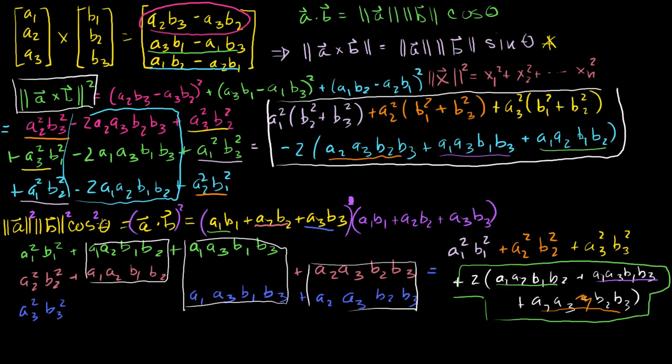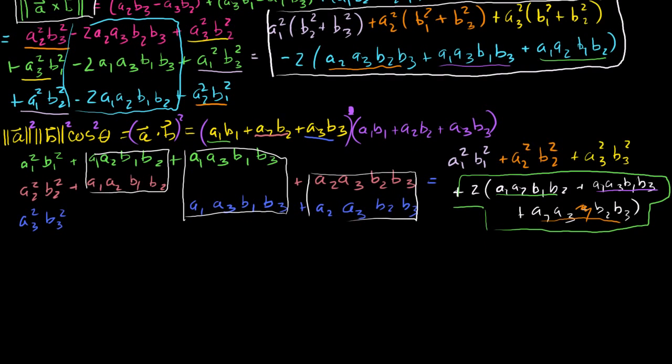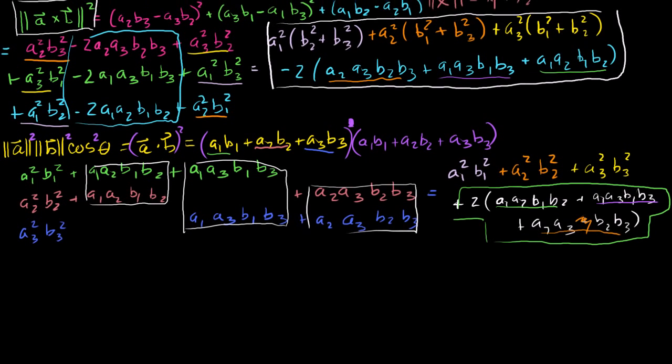And this expression, when we expanded it out, we have positive 2 times this. And this term right here, when we expanded it out, we have minus 2 times this. So let's see if we can simplify things a little bit. What happens if we add this guy to this guy? Let's do it.